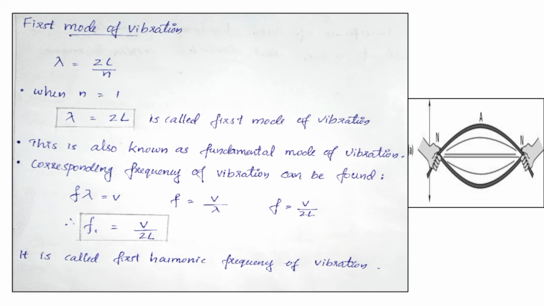This is called the fundamental mode of vibration, and the corresponding frequency of vibration can be found as follows. We know f into lambda is equal to v. F1 will be equal to v upon lambda 1, which is equal to v upon 2L. Therefore, F1 equals v by 2L. This is called the fundamental frequency of vibration or the first harmonic. It is the minimum frequency in the string.